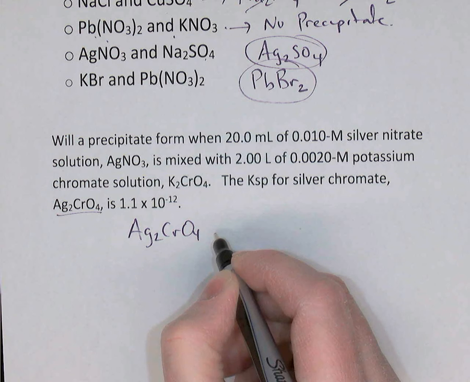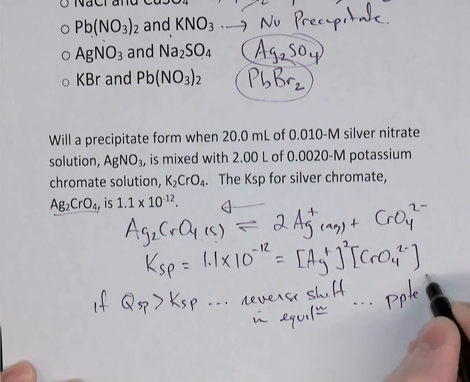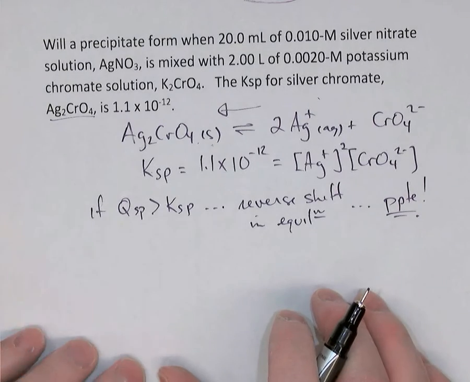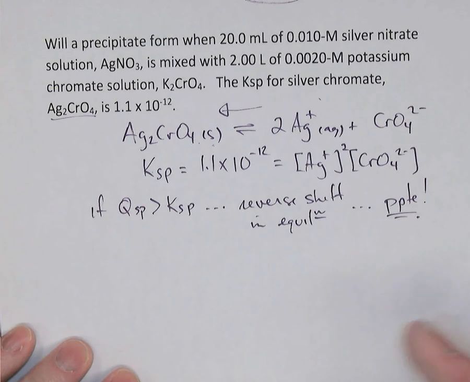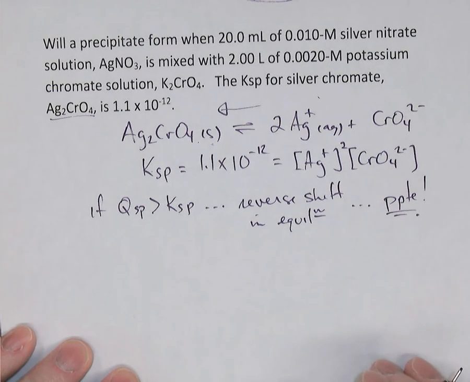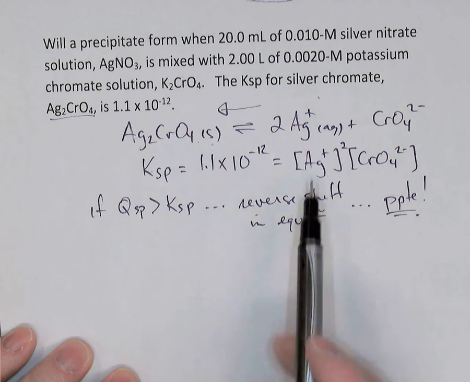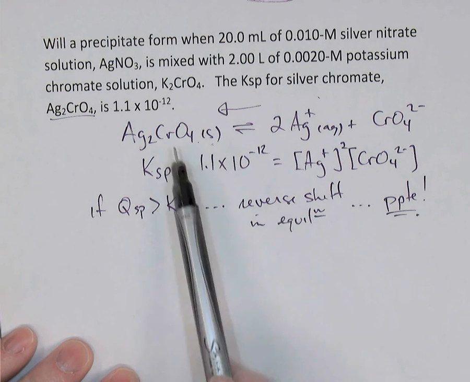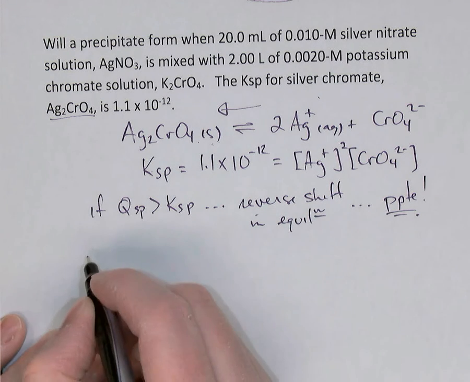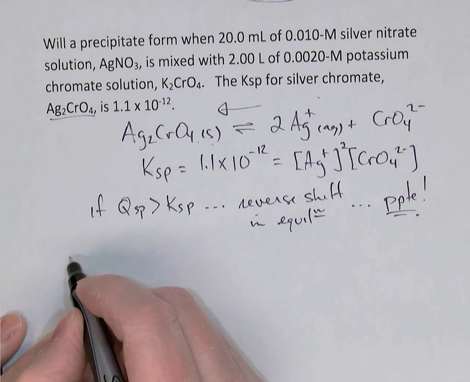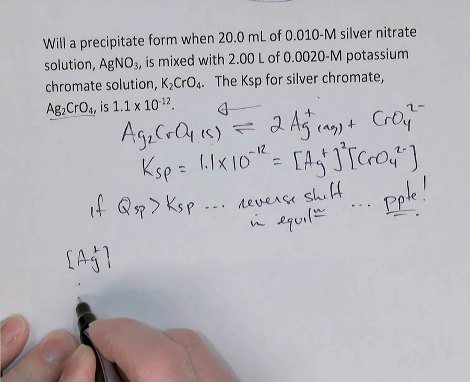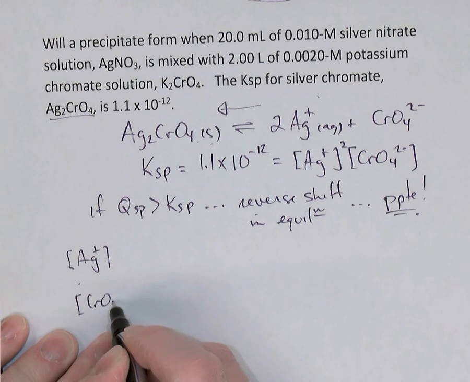We're going to get a precipitate forming. So that's the key. We have to calculate Q and decide if Q is bigger than or equal to or less than the KSP value. If Q is bigger than KSP, we get a reverse shift and a precipitate forms. So let's calculate what Q is. Well, to find Q, we're going to have to know the concentration of silver, and we're going to have to know the concentration of chromate.